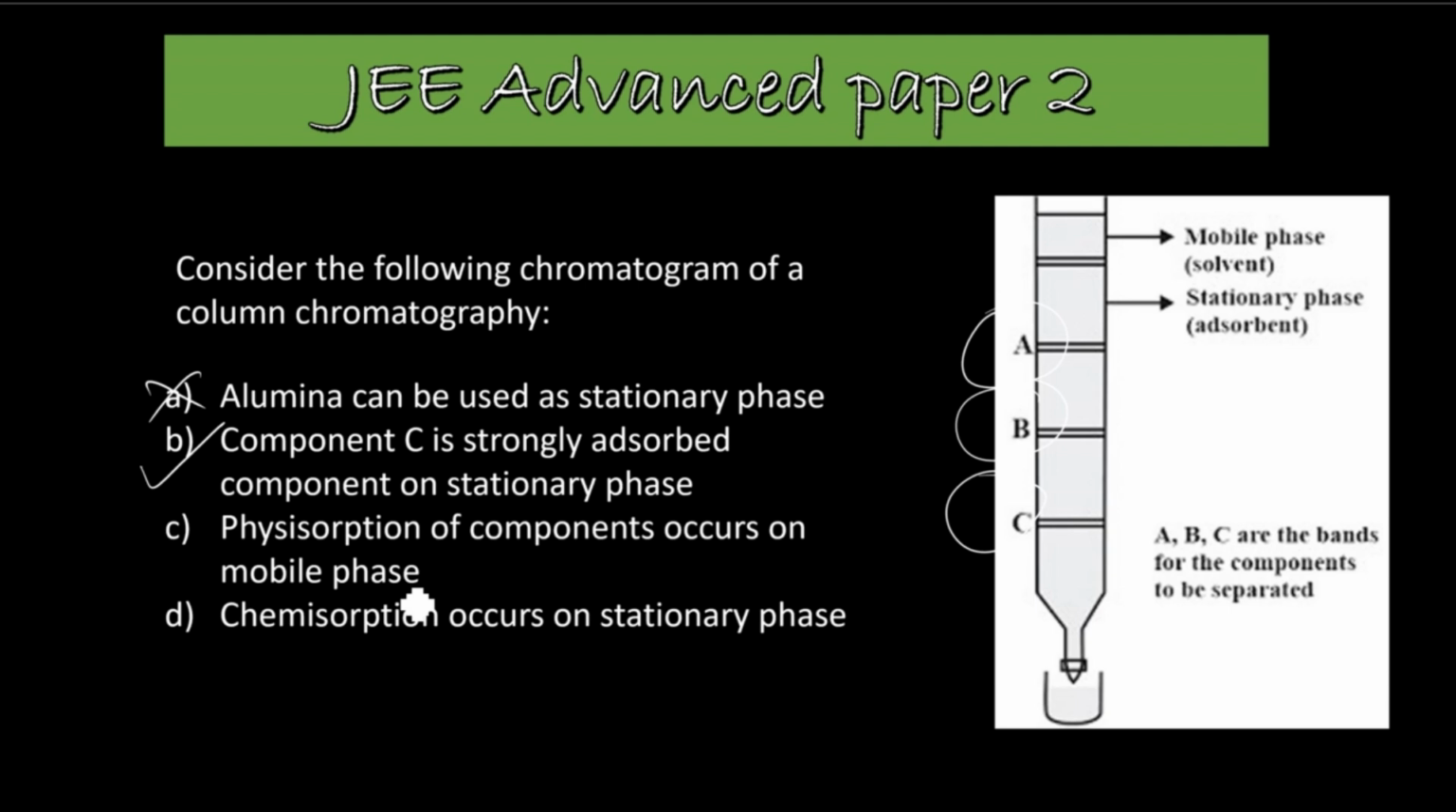The next option says physisorption of the components occurs on the mobile phase. Physisorption occurs on the stationary phase, not on the mobile phase. The mobile phase carries the components through the column, but it does not adsorb them. So this can be our answer. Then the chemisorption option says it occurs on the stationary phase. Once again, the whole chromatography relies on physisorption only, which is weak and reversible, rather than chemisorption.